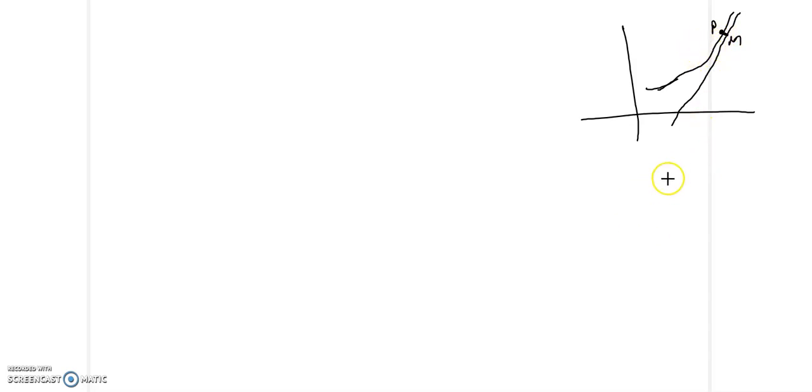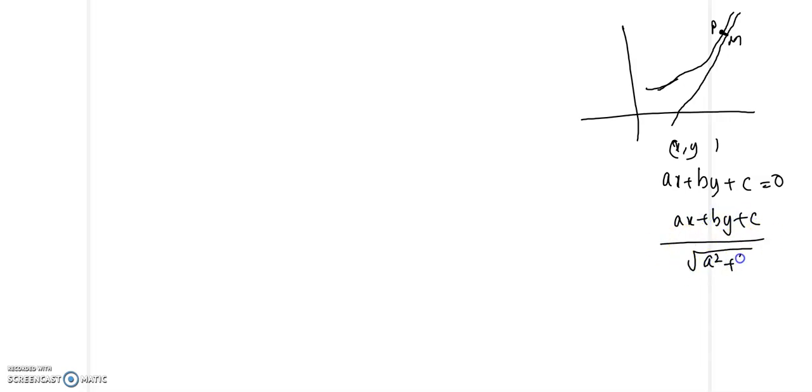Okay. Now if you have a line Ax plus By plus C equal to 0 and the point (x, y), then the perpendicular distance between them is given by (Ax plus By plus C) divided by the square root of A square plus B square. So this is going to be the perpendicular distance between the point (x, y) and the line. So for the line y equal to mx plus c, we will have y minus mx minus c equal to 0.